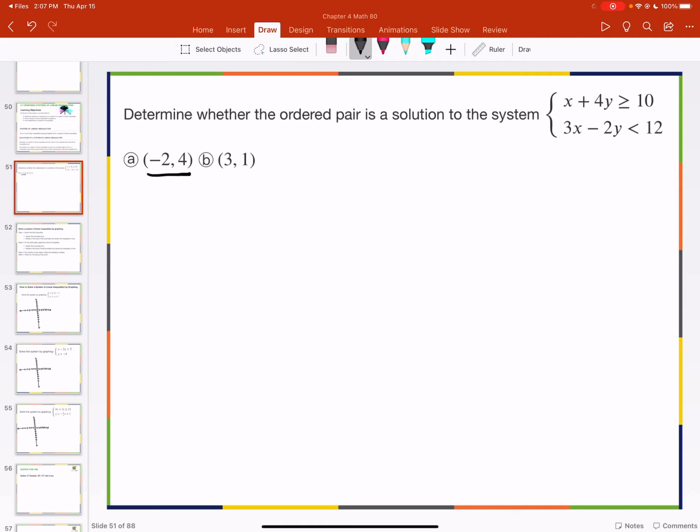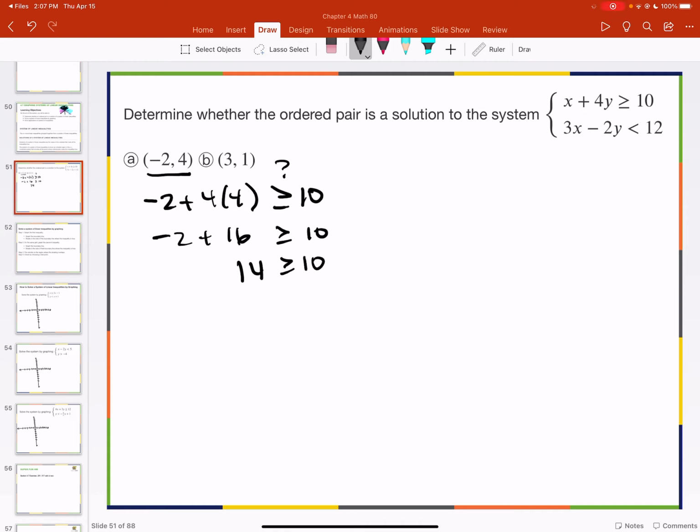So let's go ahead and plug that in. We get negative 2 plus 4 times 4, and we're asking, is this greater than or equal to 10? So we have negative 2 plus 16, greater than or equal to 10, and it is. Negative 2 plus 16 is 14. Is that greater than 10? Yes, so it fits the first inequality of the system. Now we need to check the second inequality of the system.